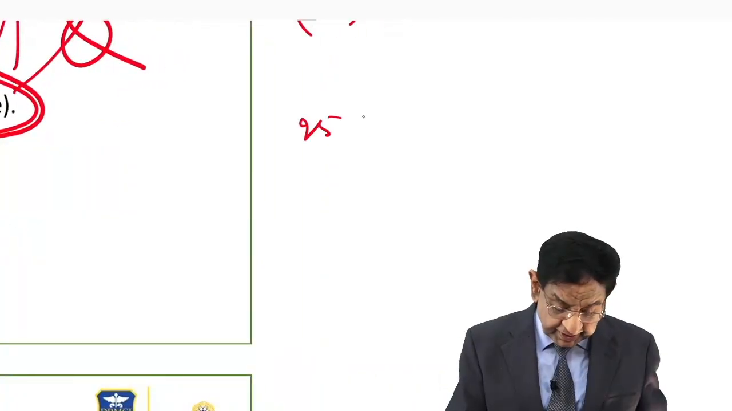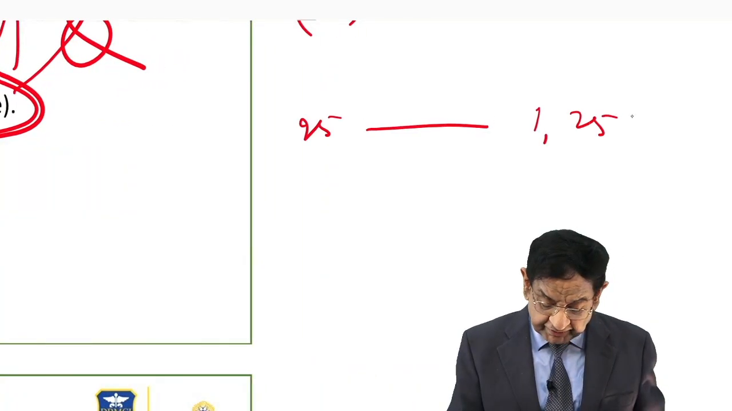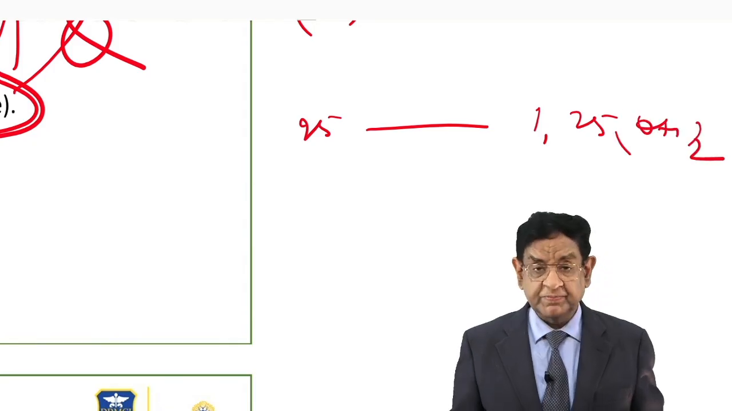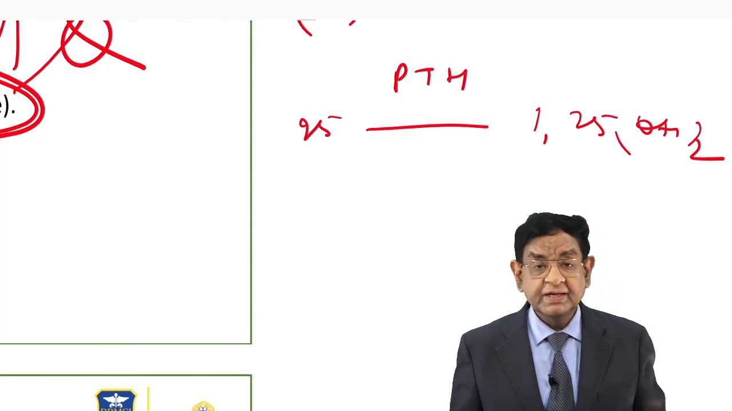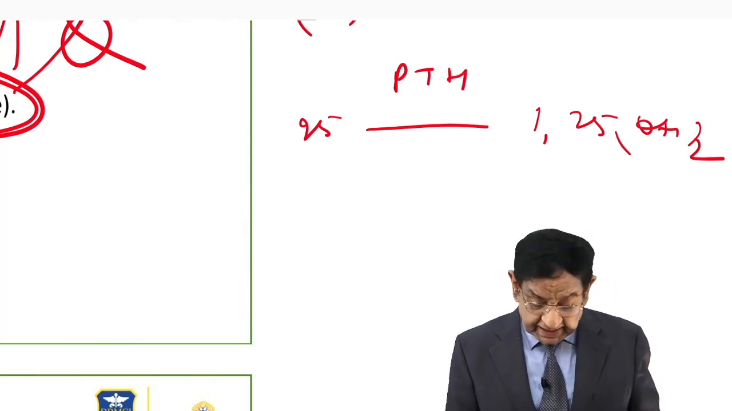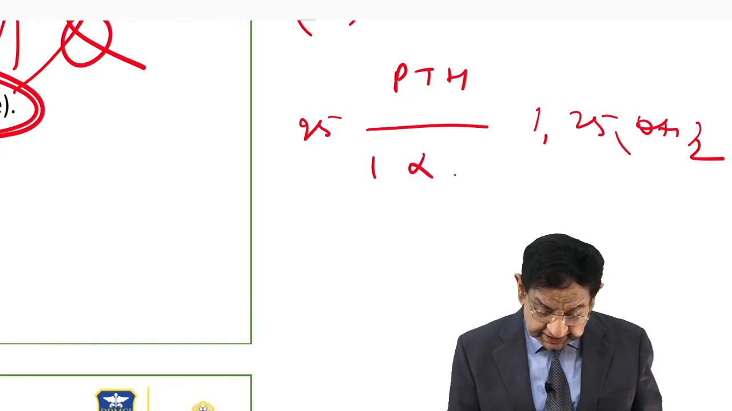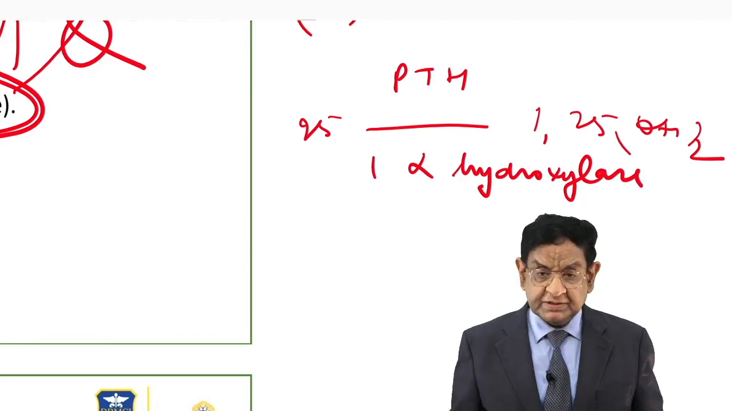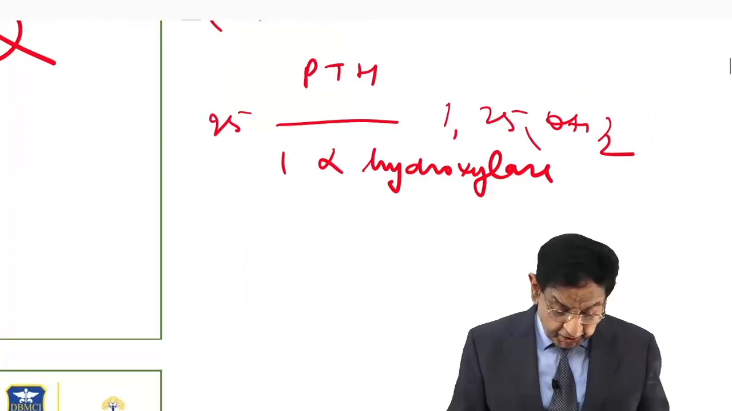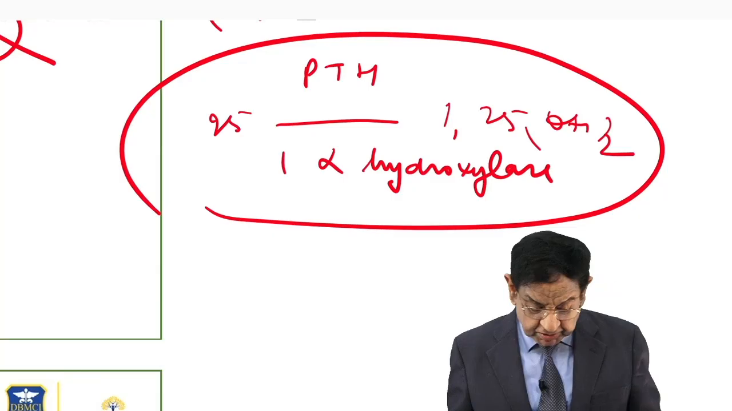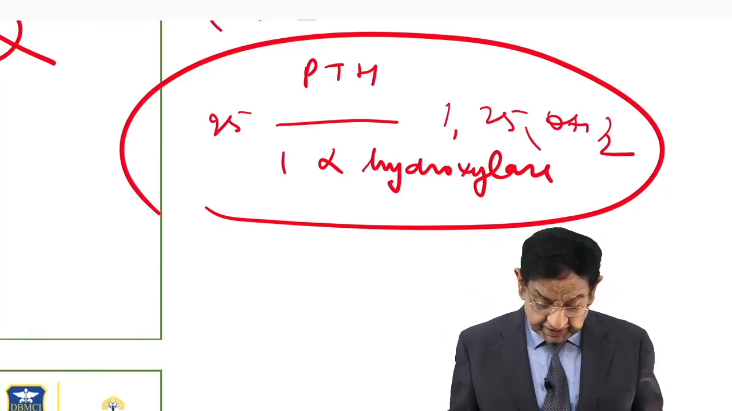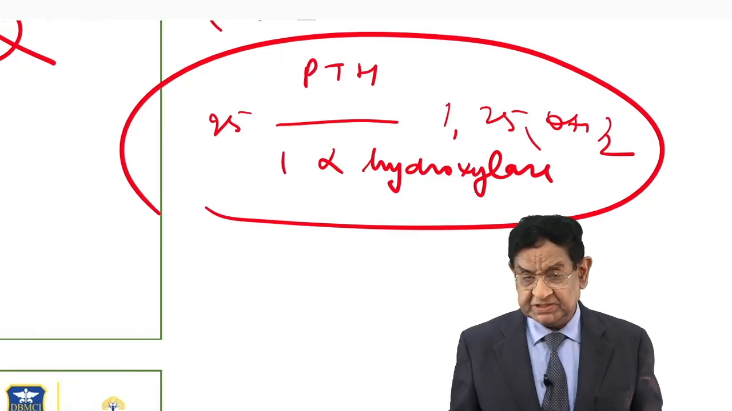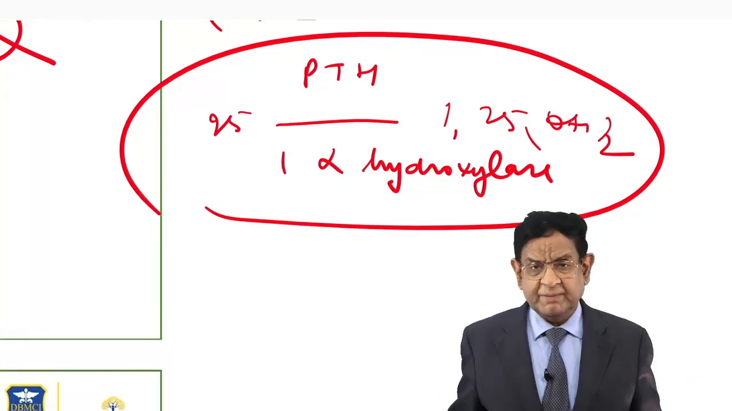Now 25 getting converted to 1,25 dihydroxycholecalciferol. In this step, what we need is PTH. And in this step, we need an enzyme, 1-alpha hydroxylase. This is very, very important to know. Make a box of this line, that PTH is needed in this particular step. Okay, and 1-alpha hydroxylase enzyme is essential.